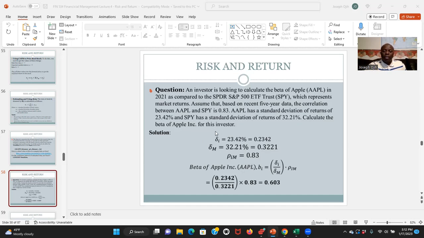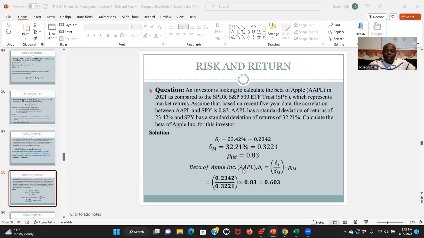Okay, let us put numbers down. This one here is the standard deviation of the return of Apple, which is 23.42%, which, when you change it to decimal, becomes 0.2342. The standard deviation of the return of the market, which in this case is the SPY, which represents the SPDR S&P 500 ETF, is, according to this question, 32.21%, which is 0.3221 when changed to decimal. Then the correlation between the two returns for the market and for Apple is 0.83.